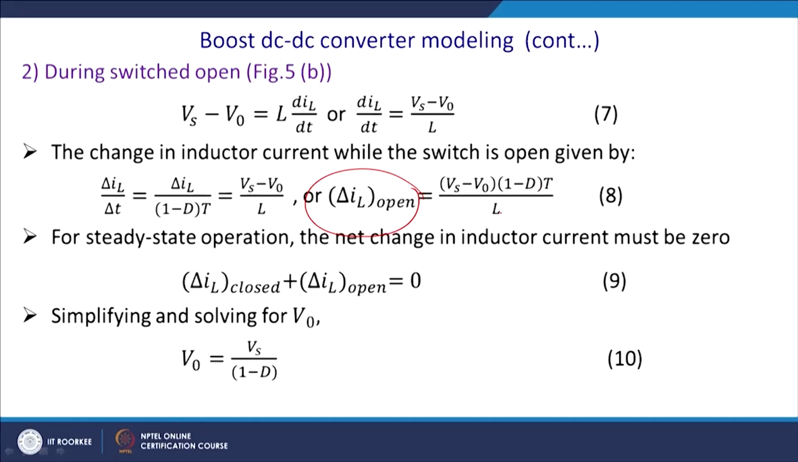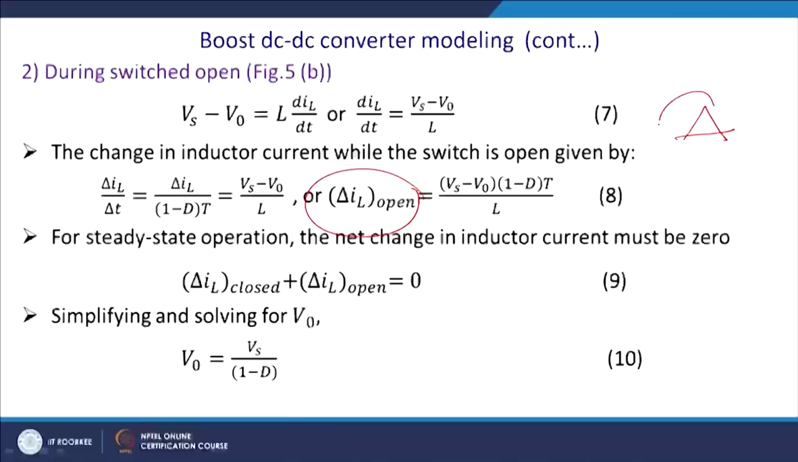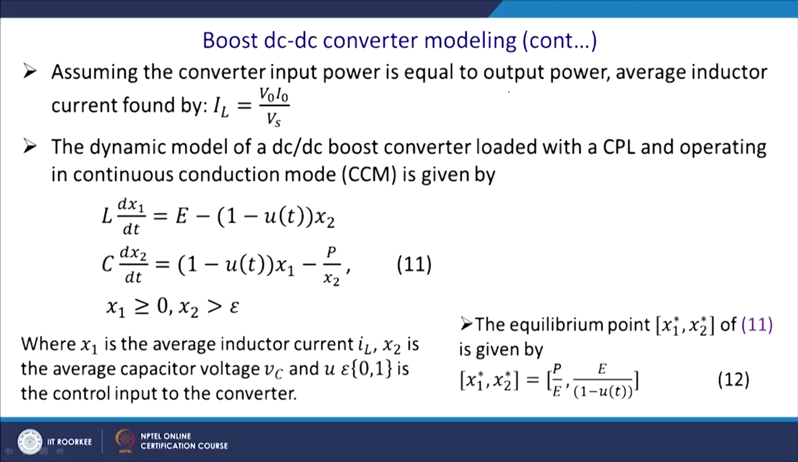So, for the steady state of operation we know that there will be a positive ripple and a negative ripple, and ultimately the average inductor current remains the same. Considering that delta IL open and delta IL closed should sum to 0, we can simplify these equations and rewrite that V0 equal to Vs by (1 minus D). So, assuming the converter input power is equal to the output power, the average inductor current is found by IL equal to V0 I0 by Vs.